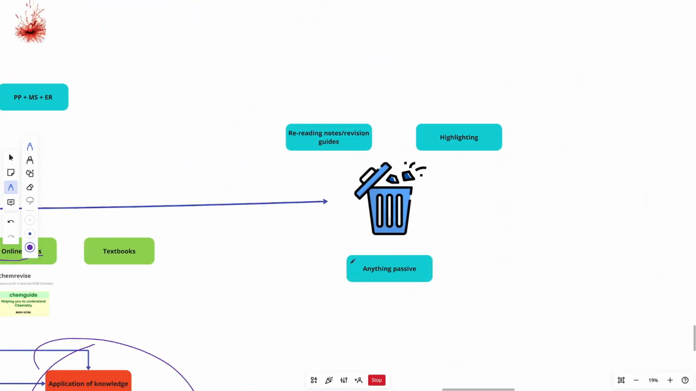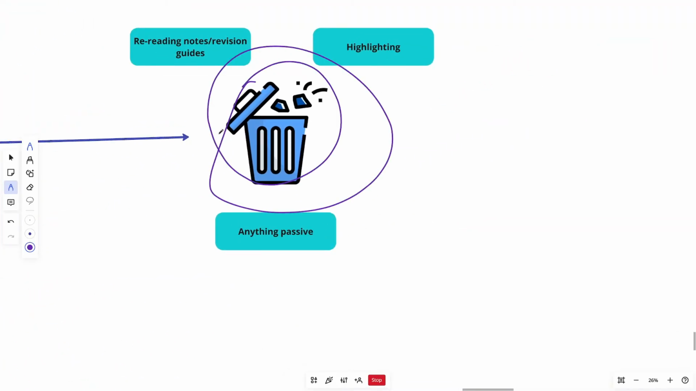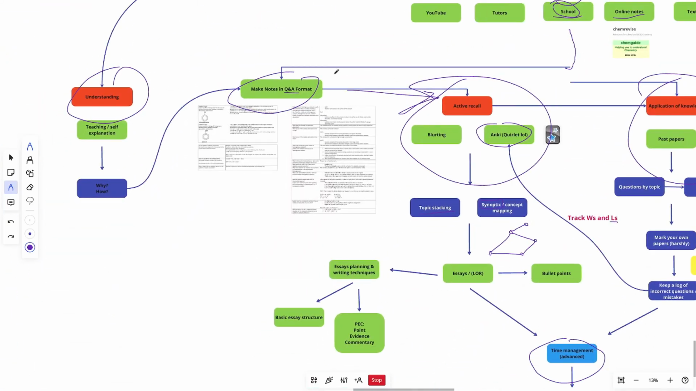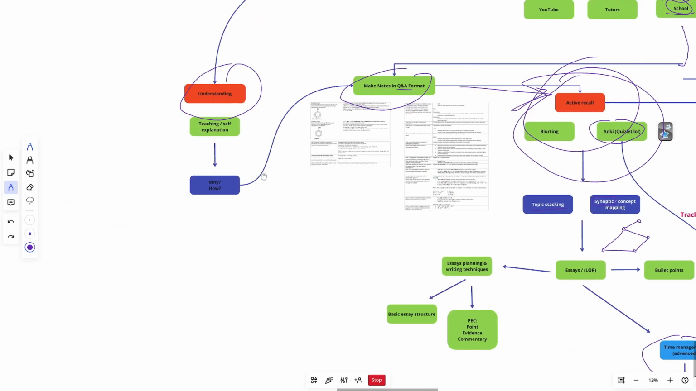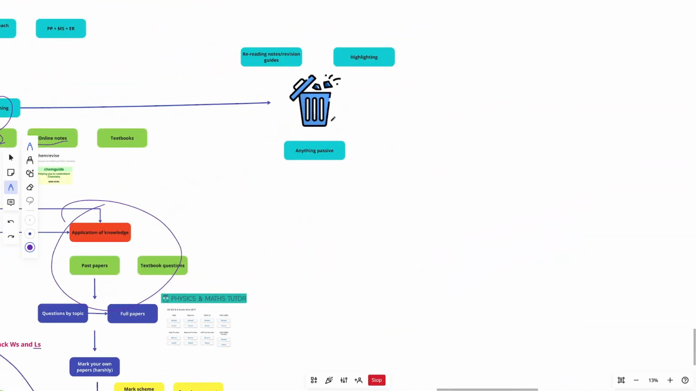I actually didn't mention this, completely skipped over this. When you're learning the content, throw this stuff straight in the trash. Straight in the garbage. Rereading notes, revision guides, highlighting your notes, and anything that's passive. So anything that's not actively making you think and understand and recall the information, apply the information, just throw it in the garbage, all right?